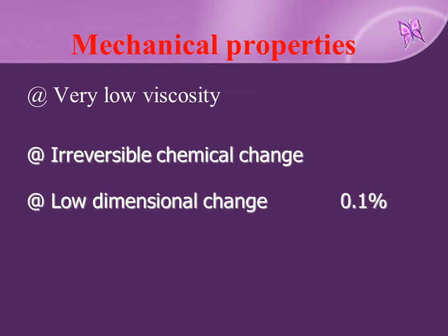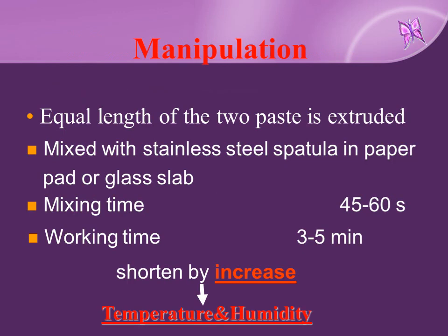Mechanical properties: very low viscosity, irreversible chemical change, low dimensional change. Coagulation: equal length of the two pastes is extruded, mixed with a stainless steel spatula on a paper pad or glass slab. Mixing time is 45 to 60 seconds. Working time 3 to 5 minutes. The working time is shortened by an increase in temperature or humidity.